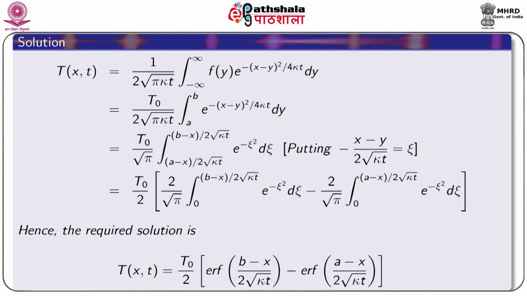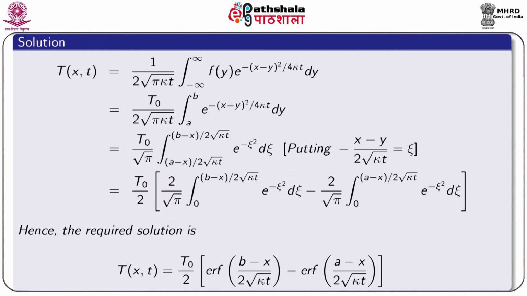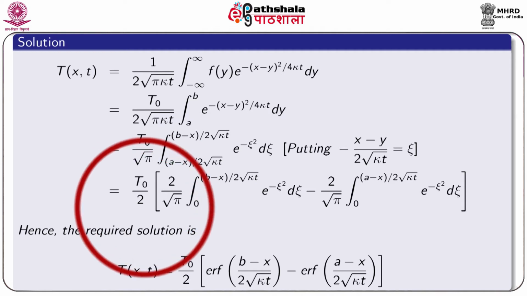Now, we substitute (y minus x) by 2 square root kappa t equal to xi. So, we are transforming the variable from y to xi. In terms of the variable xi, the integral becomes what is written here, and the corresponding limits also change. Now, we can break this integral in this way.